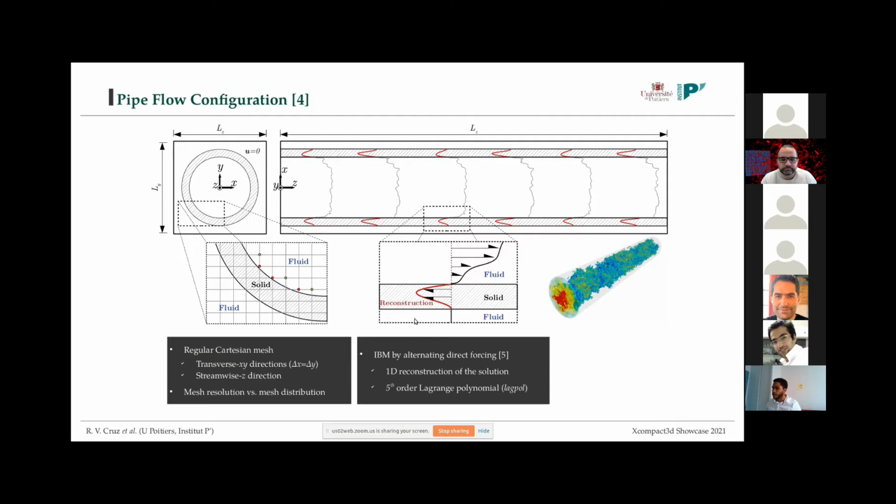Concerning the IBM, which represents the solid, we also use the reconstruction into the solid zone. We use Lagrange polynomials of 5th order, and they are the Lag-Paul subroutines in XCompact 3D.